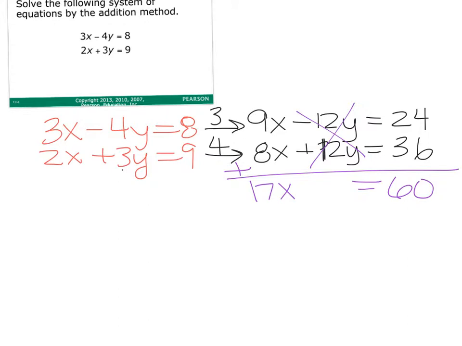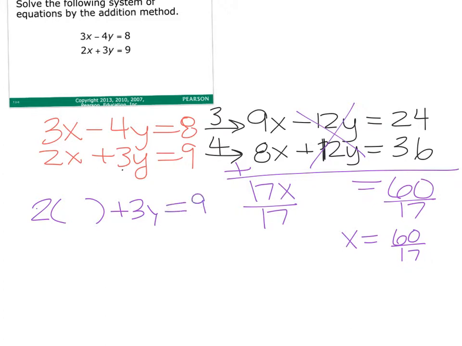Now you can solve for your x by dividing each side by 17, and x would be 60 over 17. Now you still have to find your y. So pick one of your original equations, it doesn't matter which one. I'm just going to pick the bottom one, 2x plus 3y equals 9. And where the x is located, I'm going to put in 60 over 17.